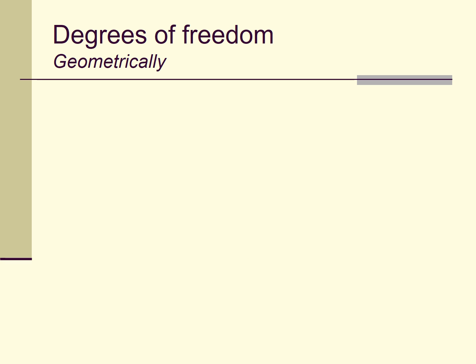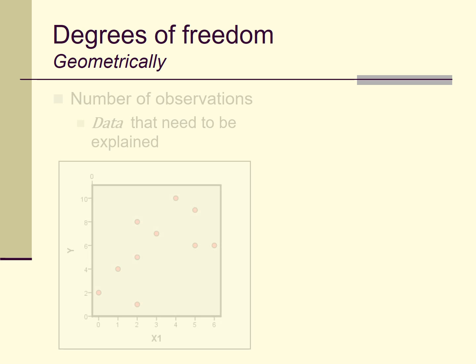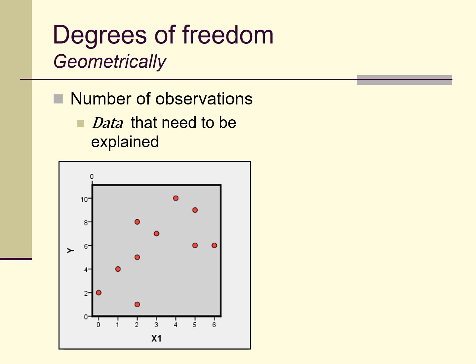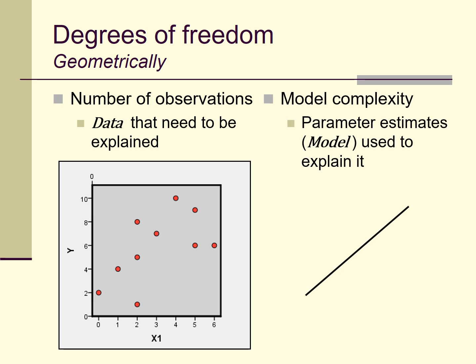Now, once we get much above 3 dimensions, that is 2 predictor variables, it becomes very hard to visualize what any of these models would look like. They become hypergeometrical shapes that I can't easily visualize or imagine. But the principle is the same, whether we're talking about a model with 1 predictor variable in it, 2, or 10. We're always relating the number of observations we have, that is to say the data that needs to be explained, and the model complexity, the parameter estimates used to explain that data.